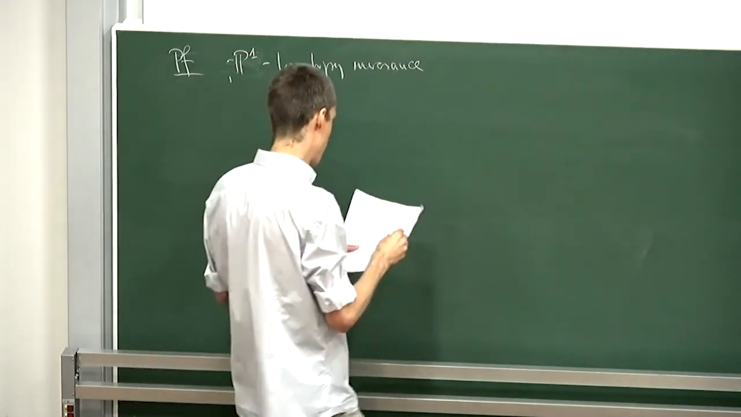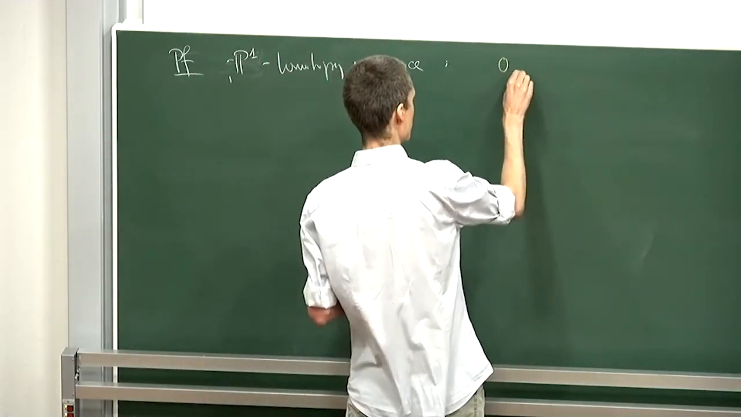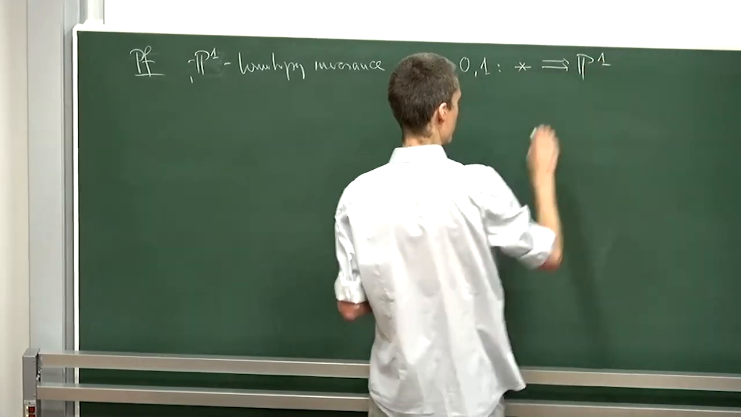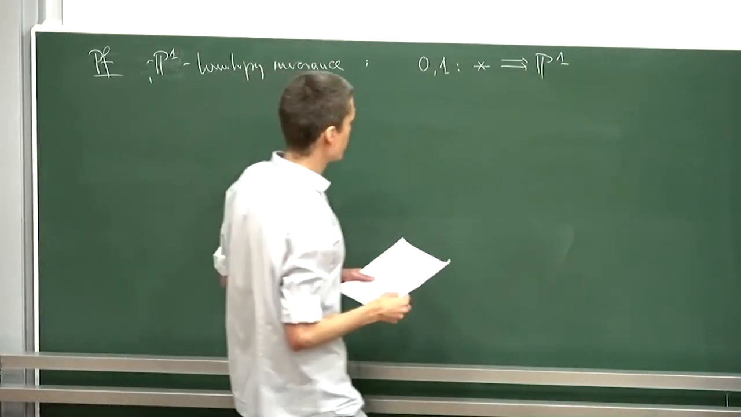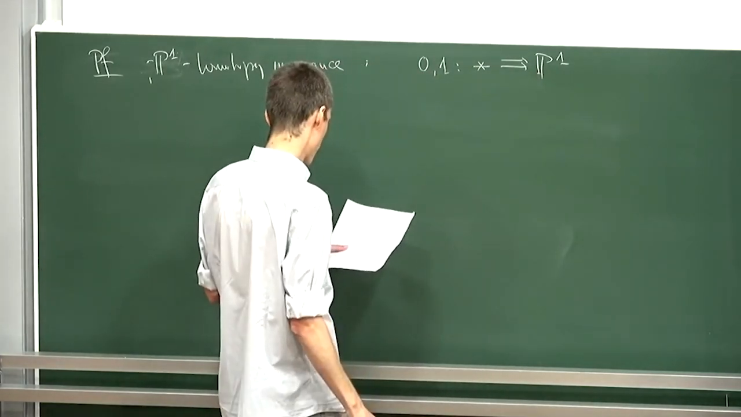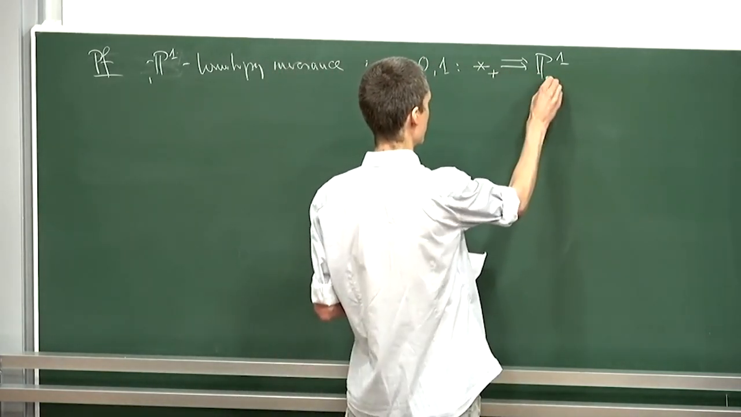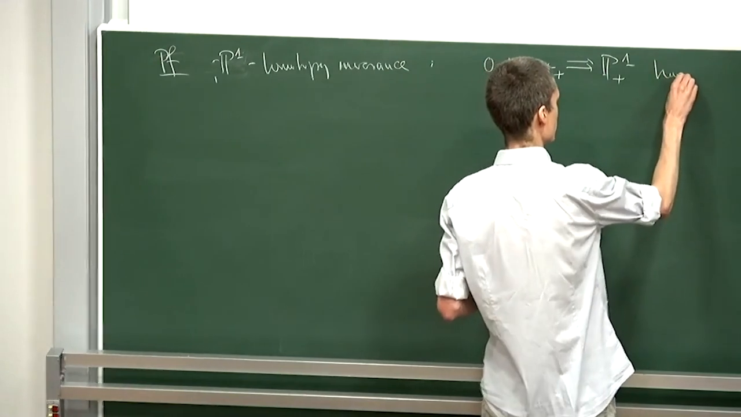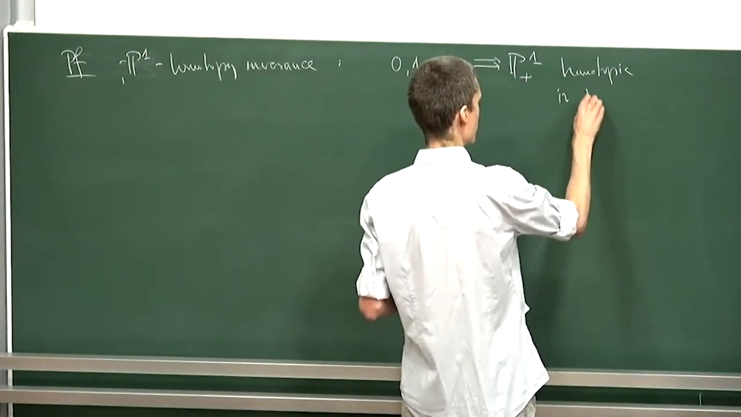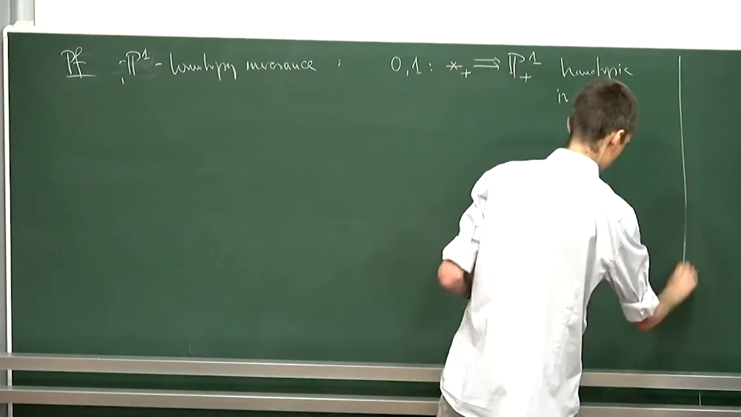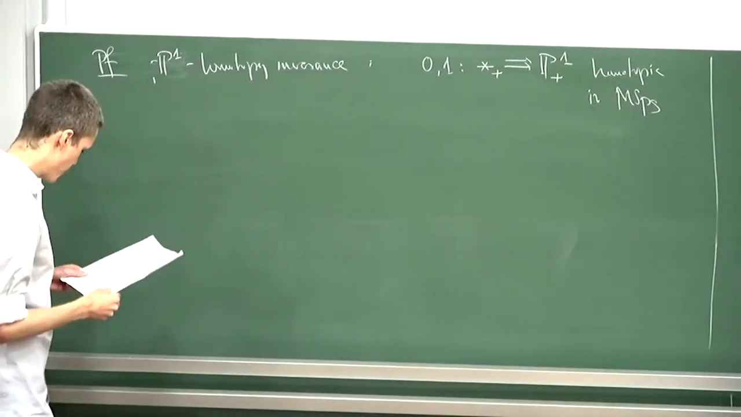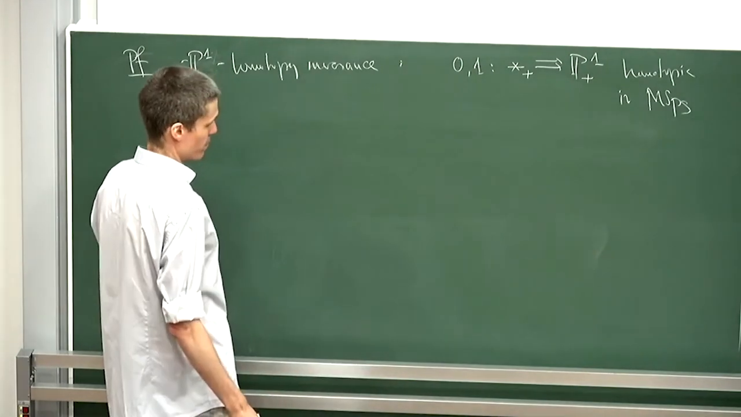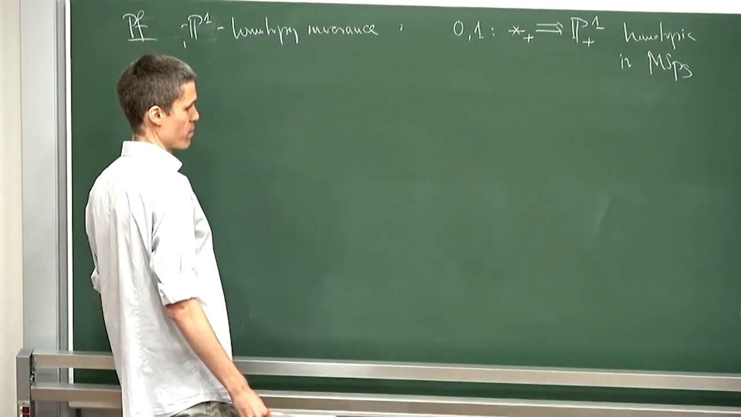So this is now the statement that if you have two points in P1, so let's say 0 and 1, these are homotopic. Maybe I should add this one base point. So considering those as unpointed objects, in other words, they become homotopic in motivic spectra. As a statement, of course, in A1 homotopy theory, there's nothing to prove.